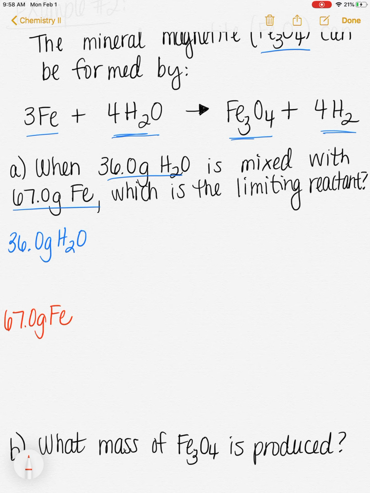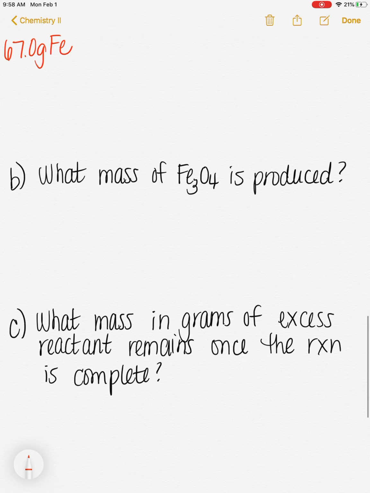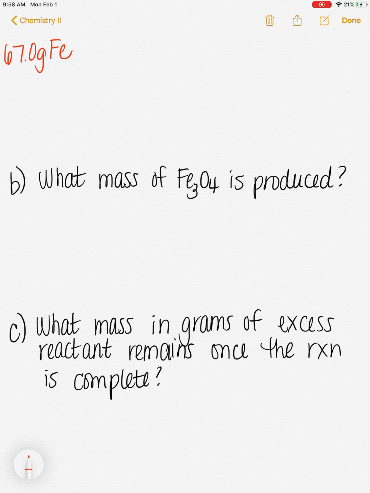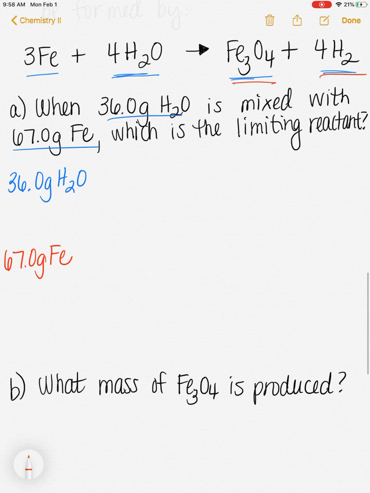Now, in the last problem, we just picked whatever we wanted for our product, and we could still do that, but I try to get you to kind of plan ahead. And in this problem, there's additional parts besides part A. There's parts B and C. So part B says what mass of Fe3O4 is produced. So I encourage you to look ahead, because that's going to give you a clue as to what product you should change to kind of save yourself some work in the future.